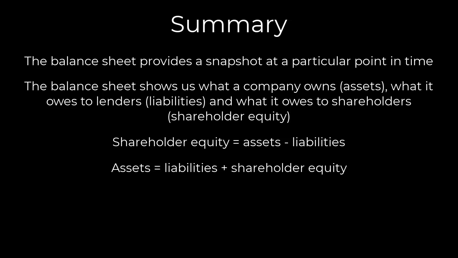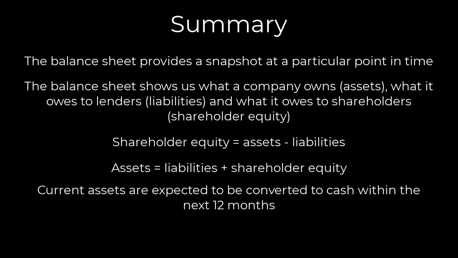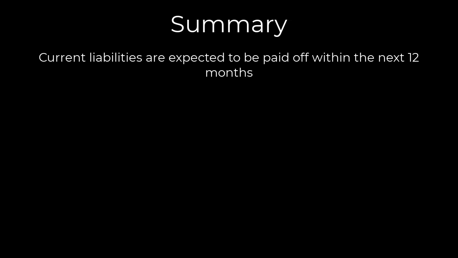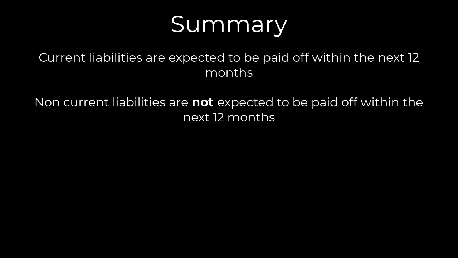Assets can be broken down into current assets and non-current assets. Current assets are expected to be converted to cash within the next 12 months. Non-current assets are not expected to be converted to cash within the next 12 months. Liabilities can be broken down into current liabilities and non-current liabilities. Current liabilities are expected to be paid off within the next 12 months. Non-current liabilities are not expected to be paid off within the next 12 months.